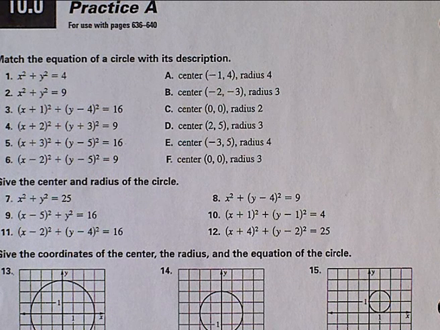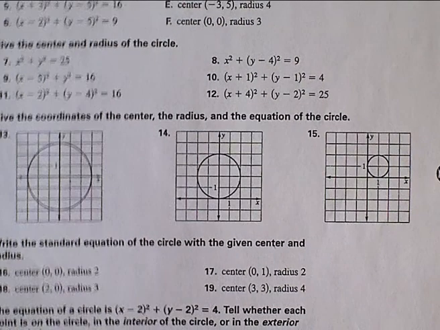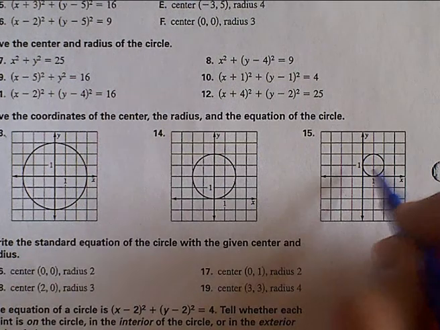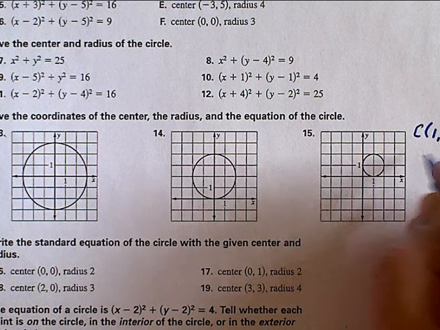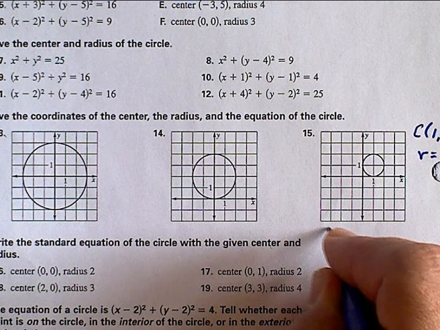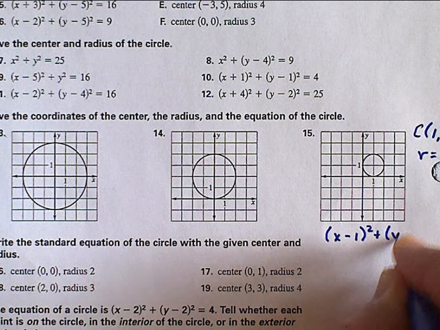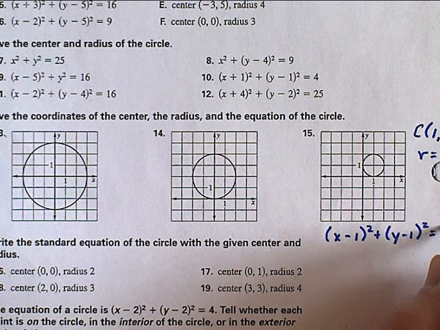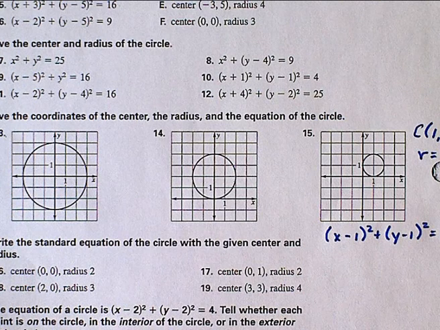On 13, 14, and 15, they give you a picture, and we want to identify the information and then write the formula. So number 15, you have a center at (1, 1), and you have a radius of 1. So plugging all that information in, I could write (x - 1) squared plus (y - 1) squared equals 1 squared, which is just 1. So there is your equation for that one.